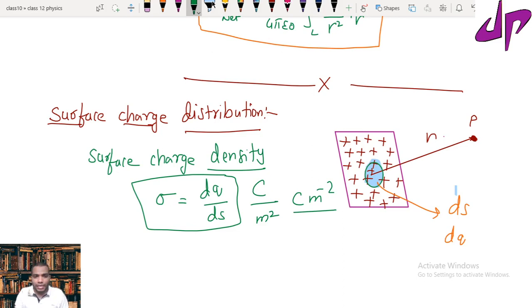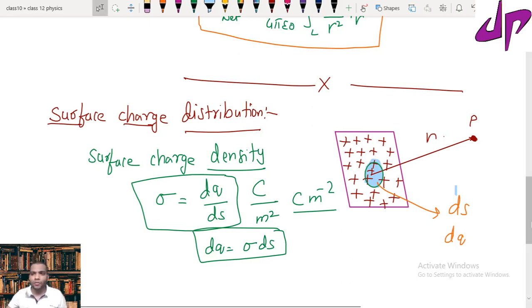From this expression, I would like to figure out the amount of charge present on the small surface which I have chosen here. So the amount of charge present, dq, equals sigma times ds. If I know the amount of charge present in ds, it is easy for me to find out the electric field or the force at a given point.